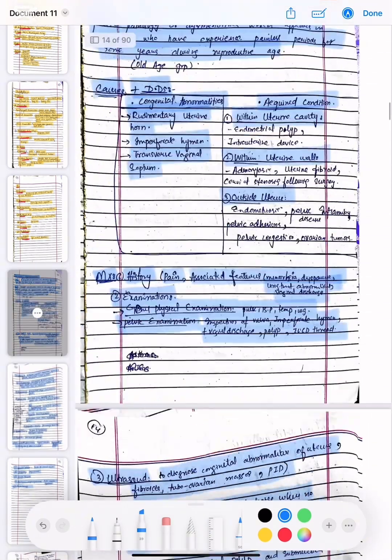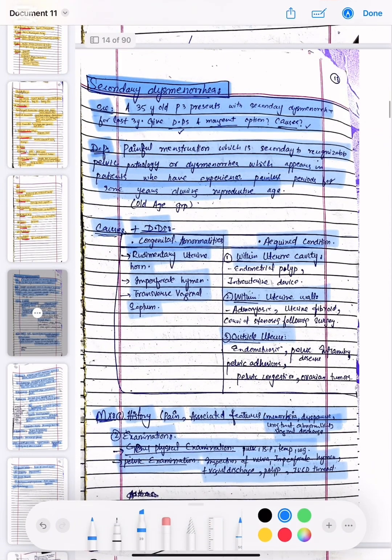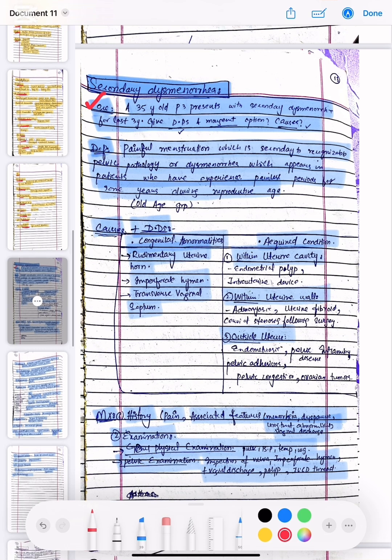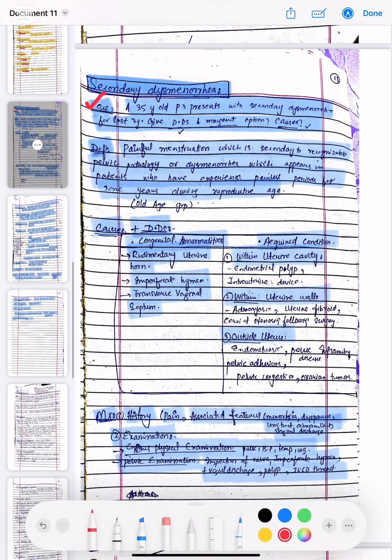So we have discussed the topic, secondary dysmenorrhea. We have discussed first the scenario for it, that a 35-year-old P3 presents with secondary dysmenorrhea for the last 3 years. Now give the differential diagnosis and management in the options. So the definition of secondary dysmenorrhea is that it is a painful menstruation which is secondary to recognizable pelvic pathology, or dysmenorrhea which appears in patients who have experienced painless periods for some years during reproductive age.